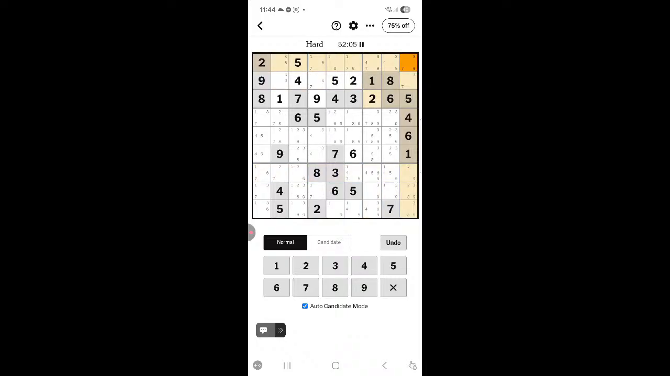So by that logic, if 7 must be somewhere like there in the box, then 7 can't be here in the box, for example. That is logical. Yes, we are refining our assessments.